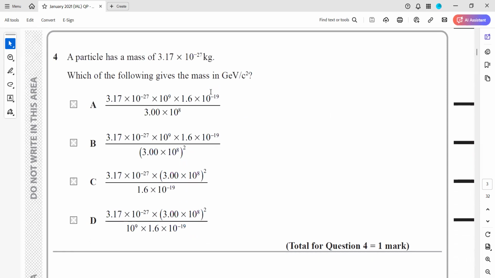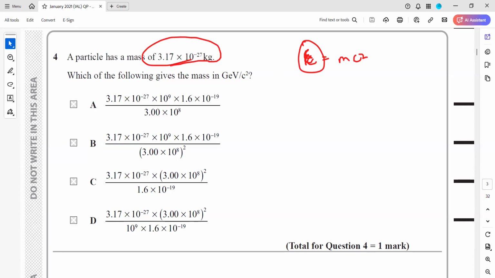A particle has a mass of 3.17, which of the following is its mass in giga electron volt per c squared? Look, energy in giga electron volt is the same as the mass in giga electron volt per c squared. So what we simply do is work out the energy in giga electron volt. How to work out energy in giga electron volt? E is equal to mc squared. So by using the formula E equals mc squared, we'll find the energy in giga electron volt. We'll convert this mass into joules, and then from joules to giga electron volt, and that will be our answer in giga electron volt per c squared.